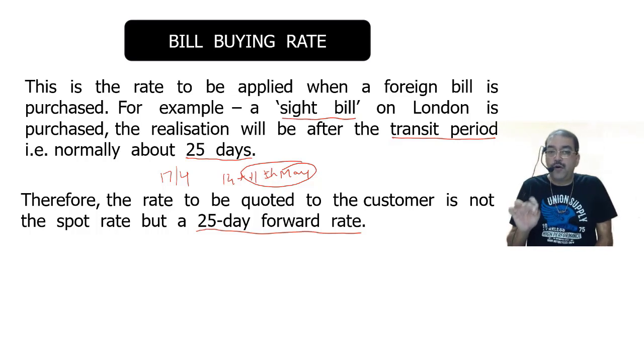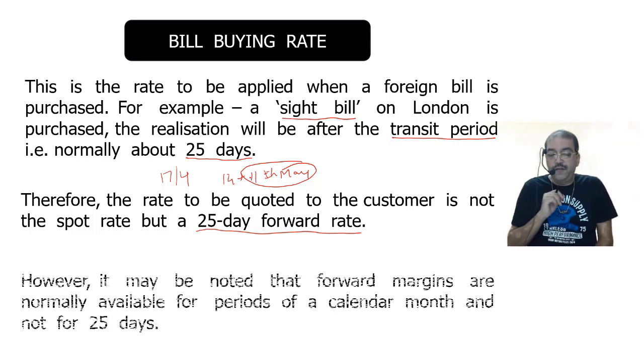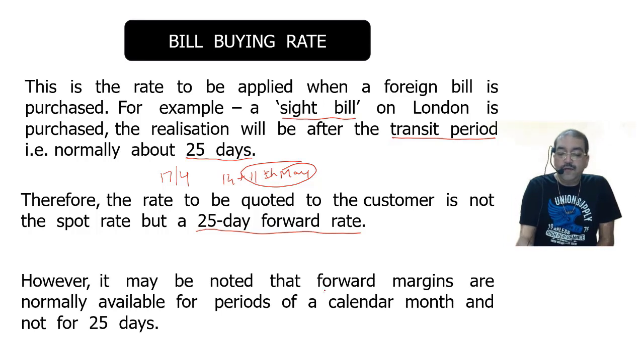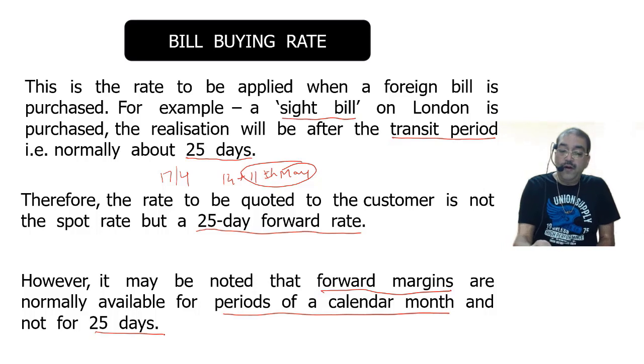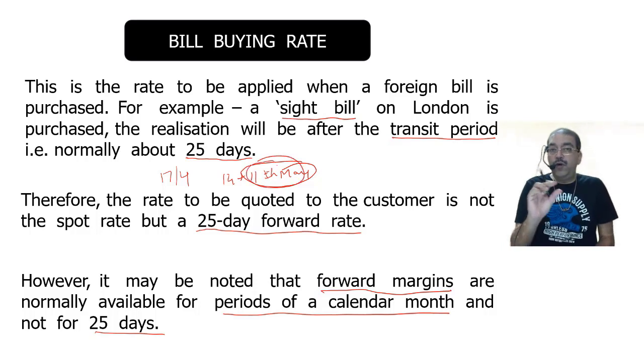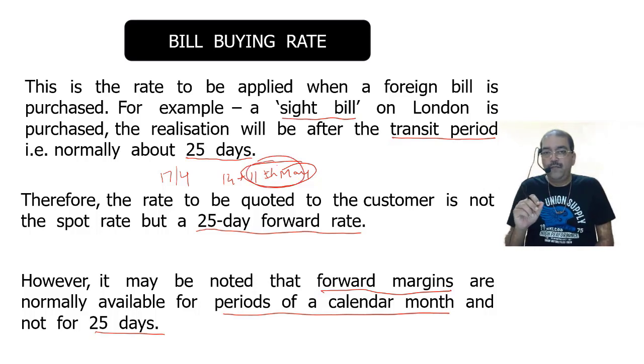So that is where the problem comes. So what I say, it may be noted that forward margins are normally available for periods of a calendar month and not for 25 days. Not for 25 days. So if my due date is coming 11th May, then I have got two dates to select from.